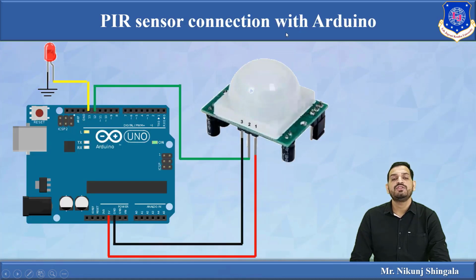Now this is the connection. This image shows the connection of the PIR sensor with the Arduino. Here you can see the red color wire is for 5 volt and black color is for ground, and the middle pin, the output pin, is connected with pin number 12 of the Arduino. Pin number 13 is considered as the output pin, which is connected with the LED. The anode of the LED is connected to it and the cathode of the LED is grounded.